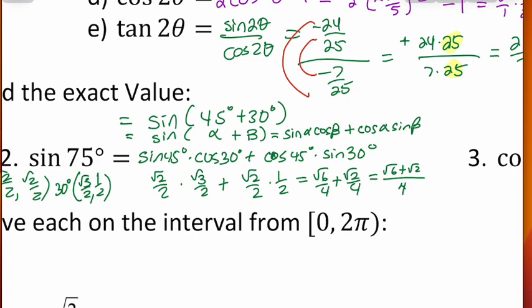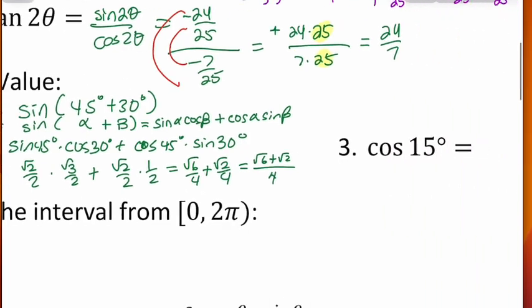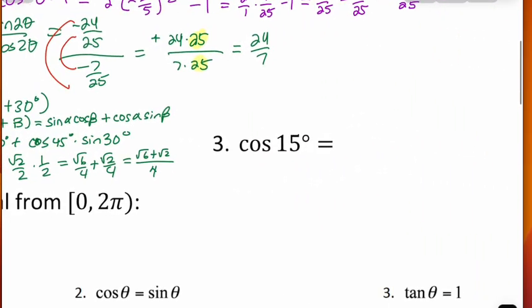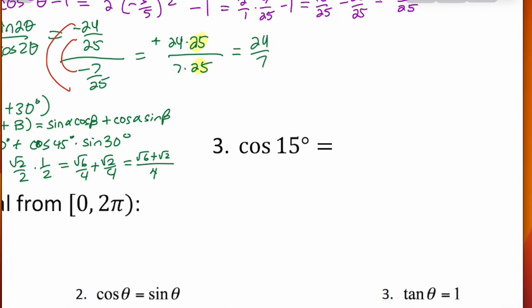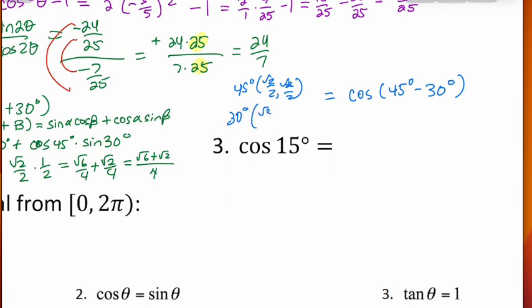Okay, so number 3 is the cosine of 15. Now, we don't have anything that's quite that small on the unit circle. So that should tell you I just need to subtract 2 things to get 15. So I'm going to think about this as the cosine of, let's do 45 minus 30. We already had those nice points for 45. Remember, 45 was square root of 2 over 2, square root of 2 over 2. And 30 was square root of 3 over 2, 1/2.